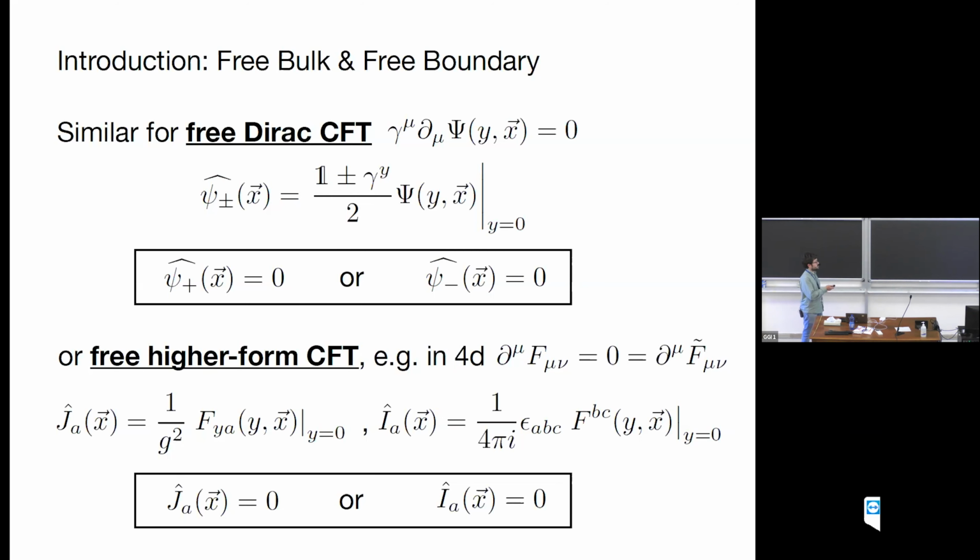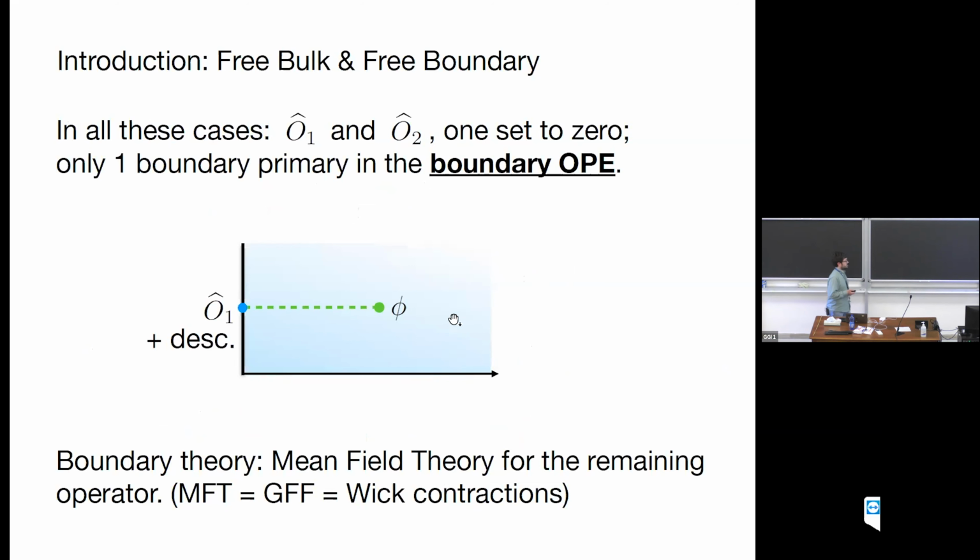Now, summarizing, in this case without interactions, we always have two possible modes, and we need to kill one of them. One of them is set to 0. And there is a very important concept in boundary conformal field theory, which is the boundary OPE, which means what happens when we take the bulk operator and push it to the boundary, and we can write it as a sum over insertions of boundary primaries.